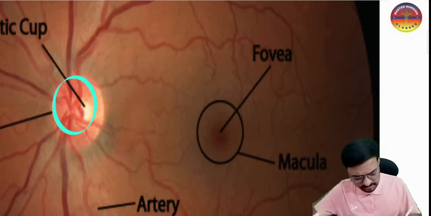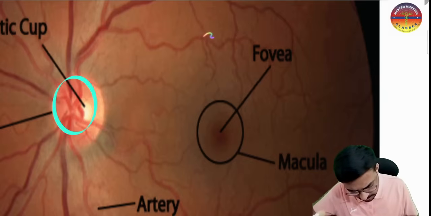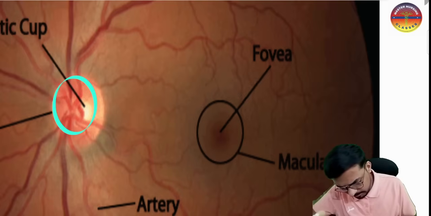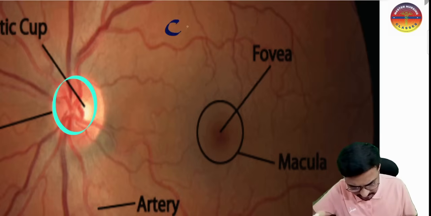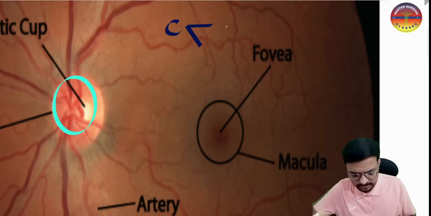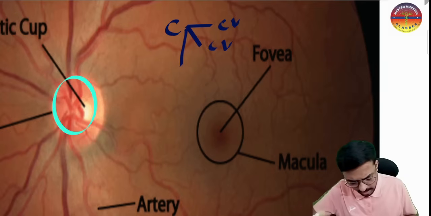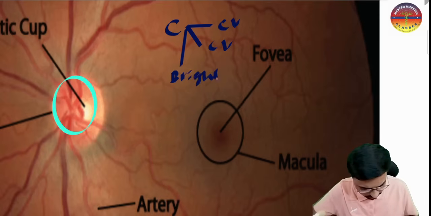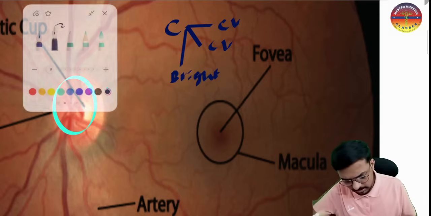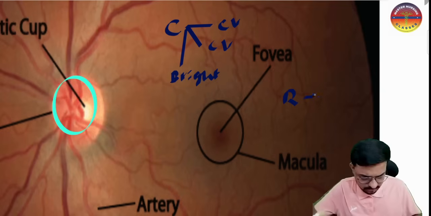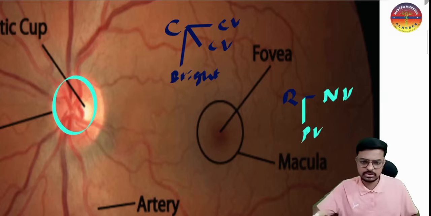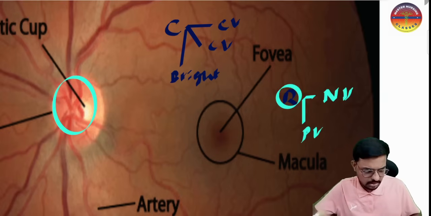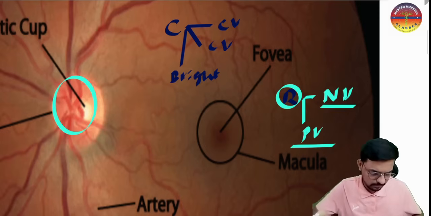Cone cells are responsible for color vision and central vision. I already told you the mnemonic in the first class: cone cells for color vision, cone cells for central vision. Cone cells are also for bright vision, the daytime vision. We have rod cells for dim vision, that is night vision, and rod cells are responsible for peripheral vision. So it is not for central vision.